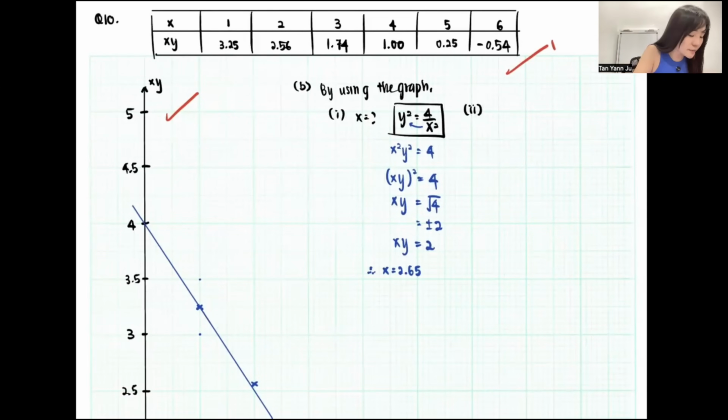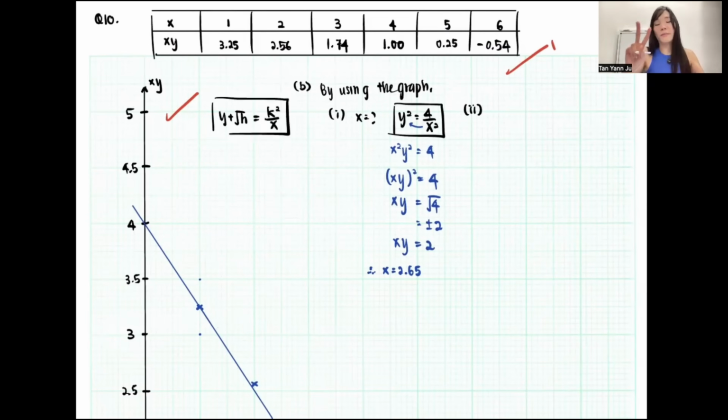Second one, guys, they say, and I'm still looking at the questions. They say y plus h equals k squared over x, in linear form. So they have a lot of requirements. They ask you to change this to linear form. Hence, find the value of h and k. So guys, how do we do it?